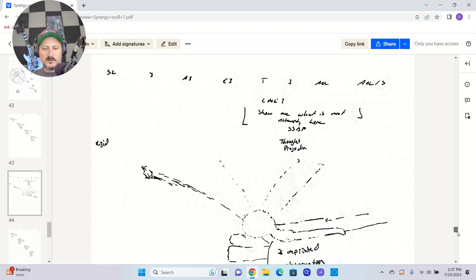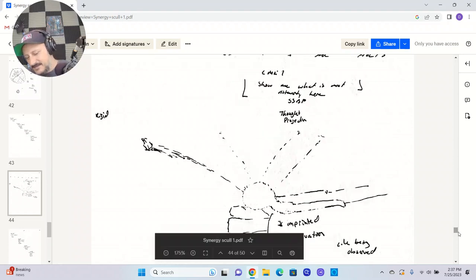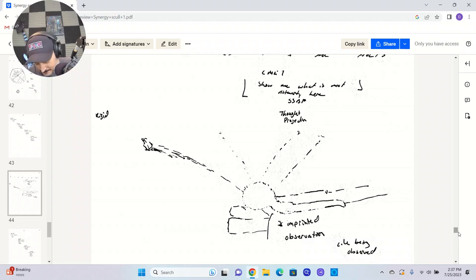Show me what's most noteworthy here. Something should be perceivable. And the first thing that comes to me is thought projection. Imprinted observation. Like being observed. Now, there were times in this session where, from my perspective, it was almost like someone's consciousness was imprinted on this object. I mean, that's what it felt like. I don't know if that's what it was.